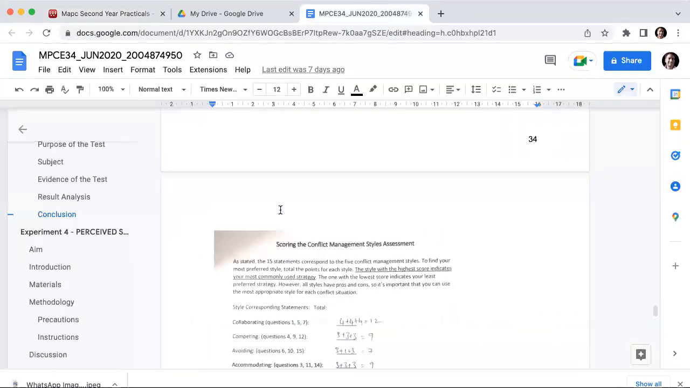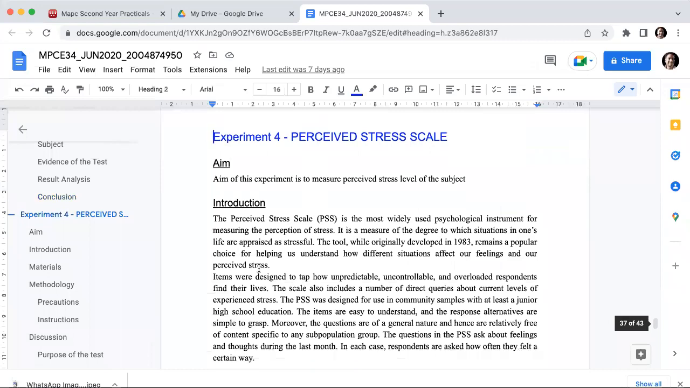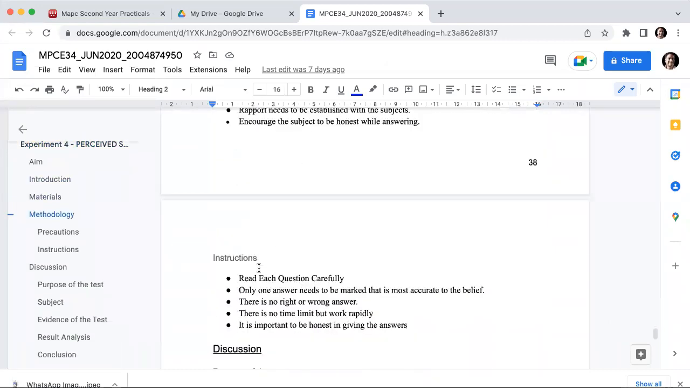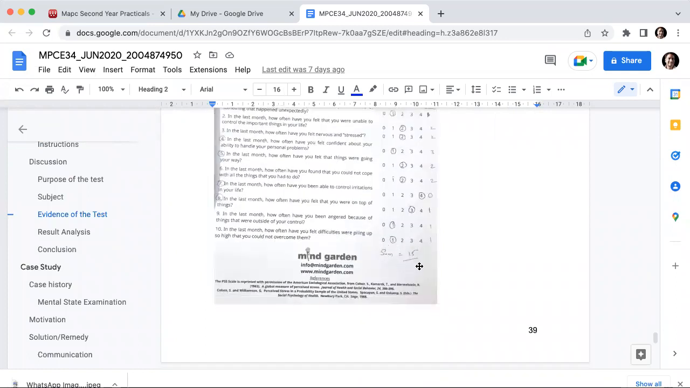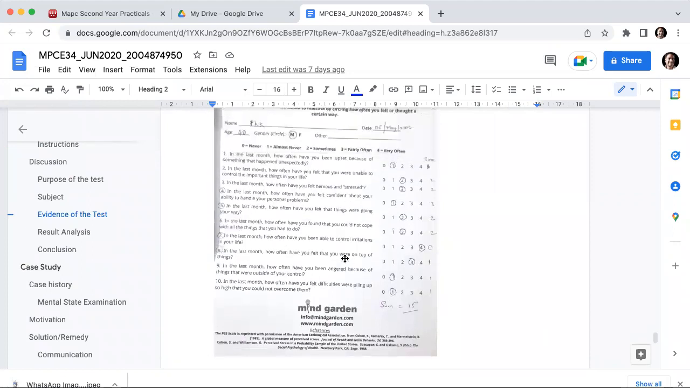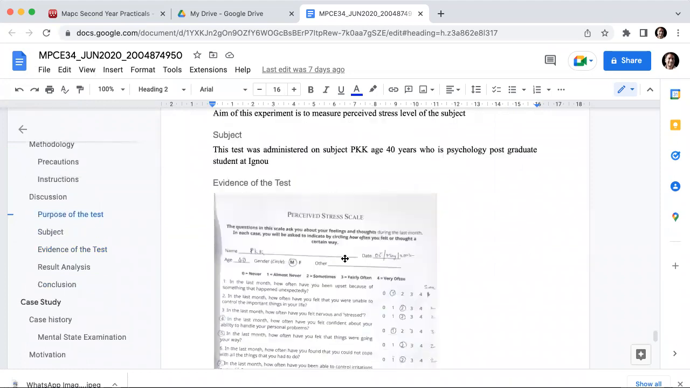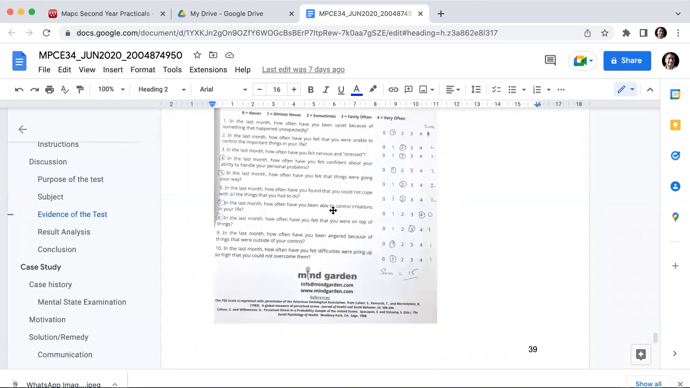Coming to how exactly this is calculated: as I said, there are around 10 questions, and you answer each on a scale of 0 to 4, where 0 means never and 4 means very often. You score accordingly and then calculate the sum. An important point is that not every question is positive; there are certain negative questions as well. Question numbers 4, 5, 7 and 8, you need to reverse the score.